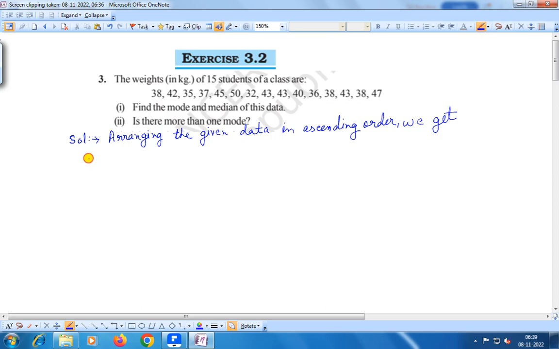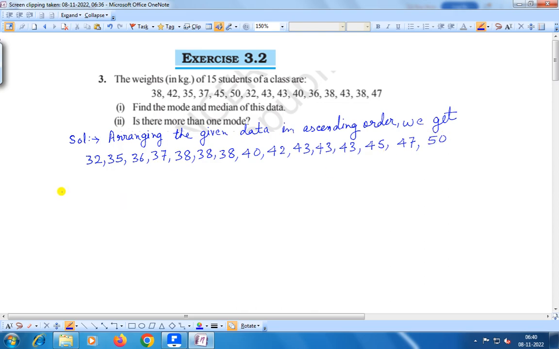First one is 32, then 35, then 36, then 37, then 38, then again 38, then again 38, then 40, then 42, then 43, again 43, and again 43, then 45, then 47, then 50.